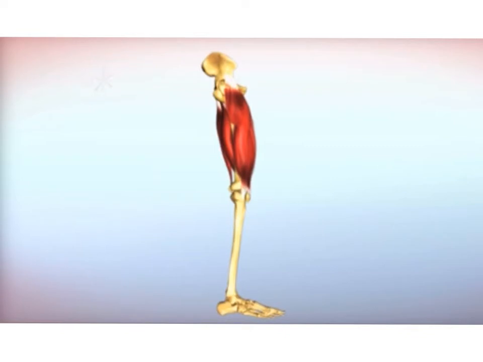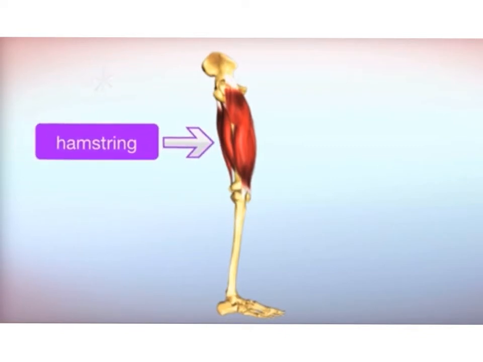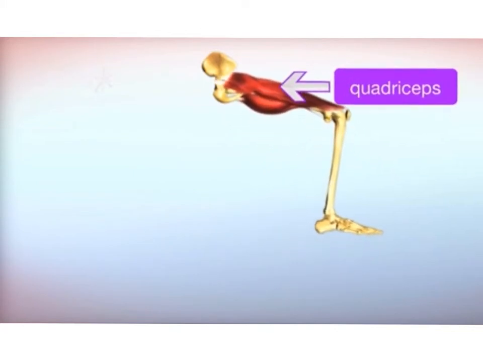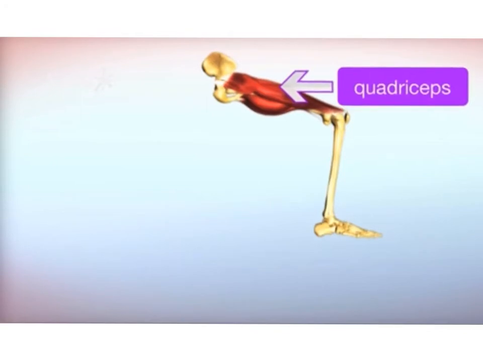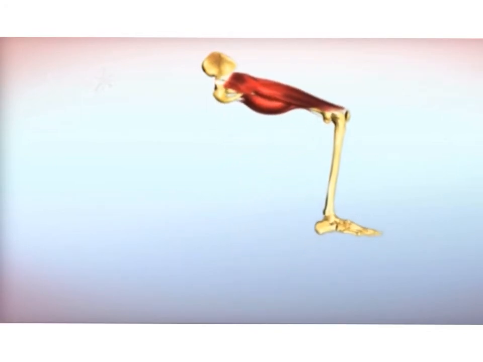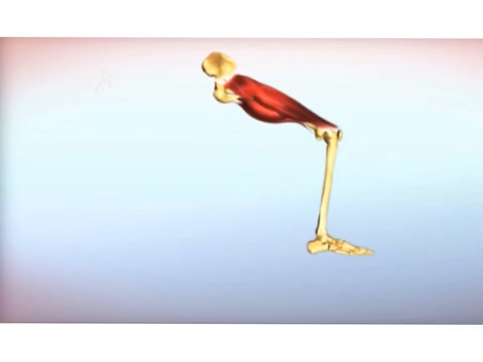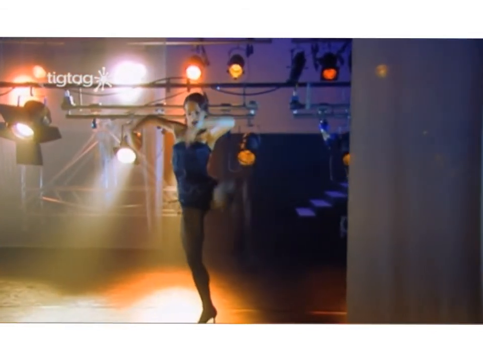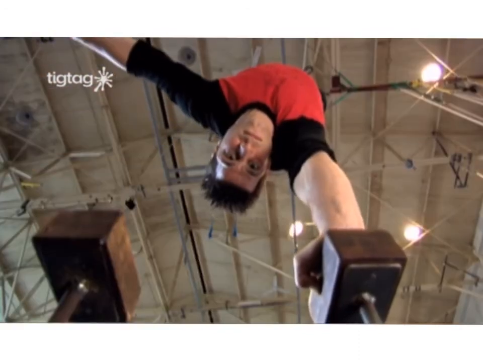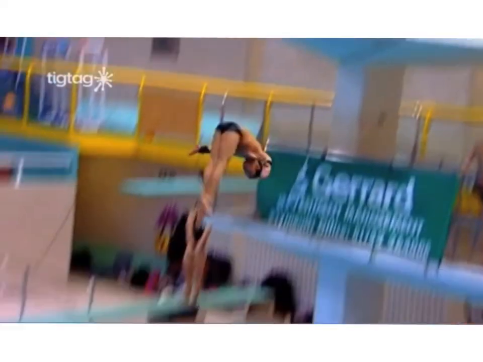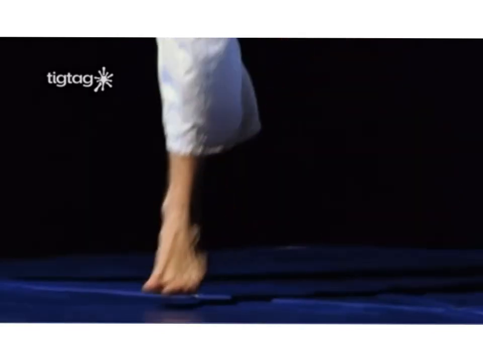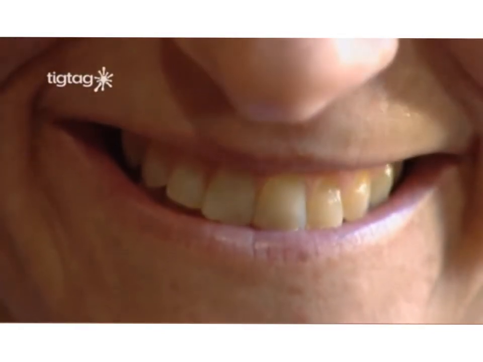In the same way, as the hamstring muscle underneath your thigh contracts to bend your leg, the quadriceps muscle on the top of the thigh relaxes. It then contracts to straighten your leg while the hamstring relaxes. Working alone, the muscles attached to our bones would be useless. When they work together in pairs, our body can do some amazing things. Now that's something to smile about.